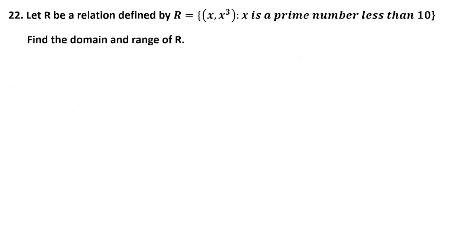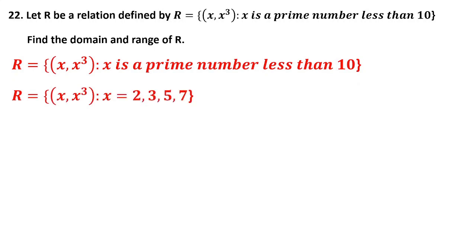Well, let us go to the next question. Let R be a relation defined. We have to find the domain and the range. Very simple question, but you have to check out prime numbers less than 10. Therefore, what are the values now? You will have only 2, 3, 5, 7.